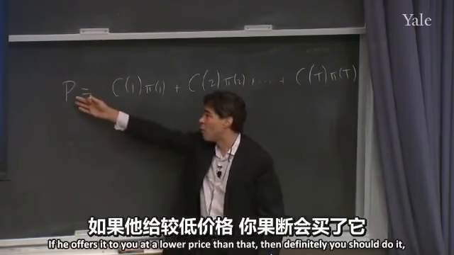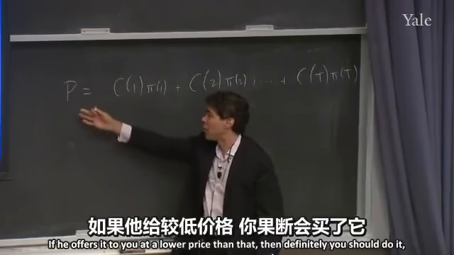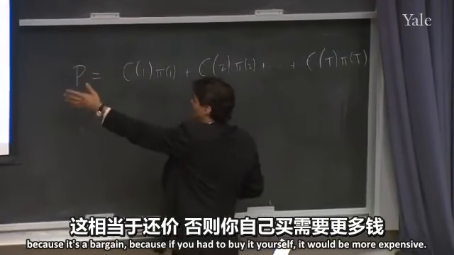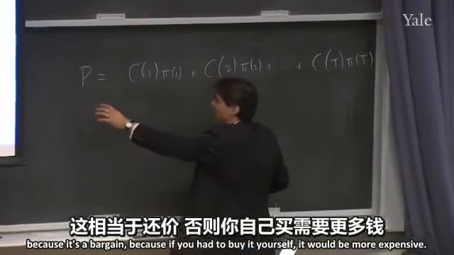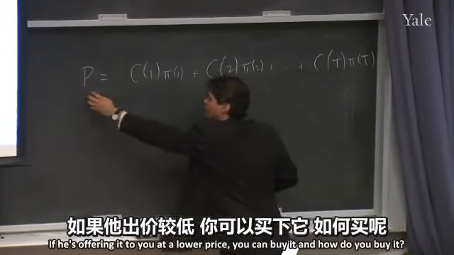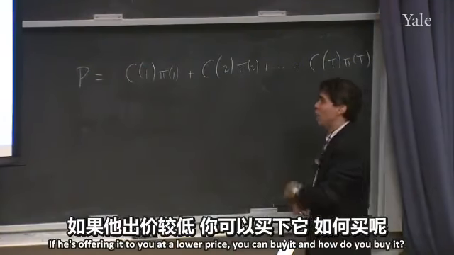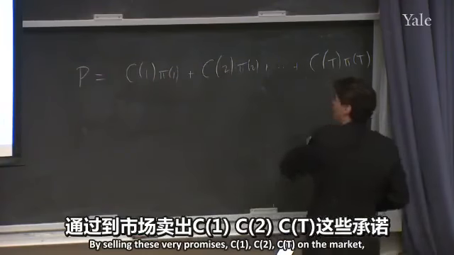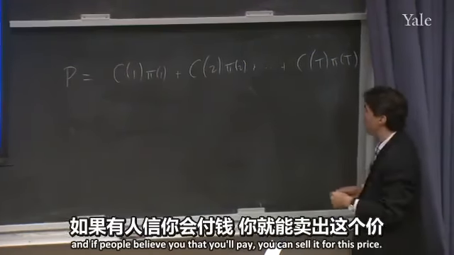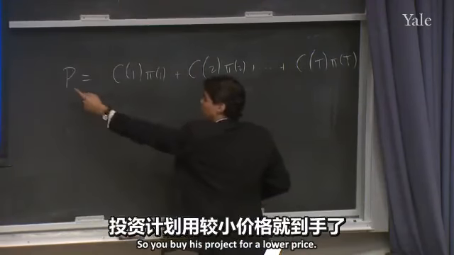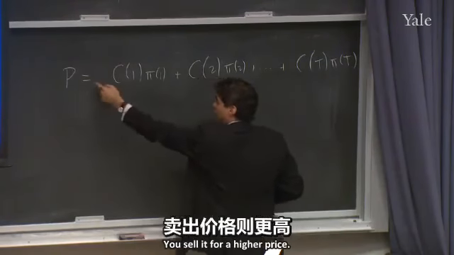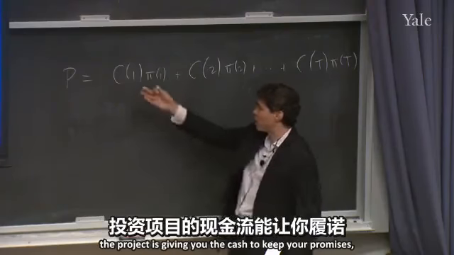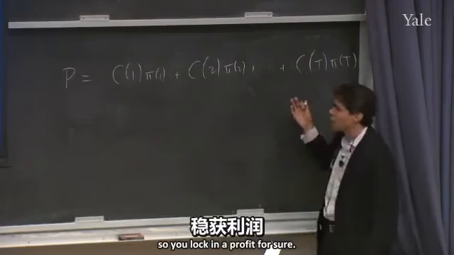If he offers it to you at a lower price than that, then definitely you should do it, because it's a bargain; if you had to buy it yourself, it would be more expensive. In fact, you can make an arbitrage profit. If he's offering it to you at a lower price, you can buy it. And how do you pay for it? By selling these very promises, C1, C2, through CT, on the market. If people believe you that you'll pay, you can sell it for this price. So you buy his project for a lower price, you sell it for a higher price, you make the difference, and when it comes time to keep your promises, the project is giving you the cash to keep them, so you lock in a profit for sure.